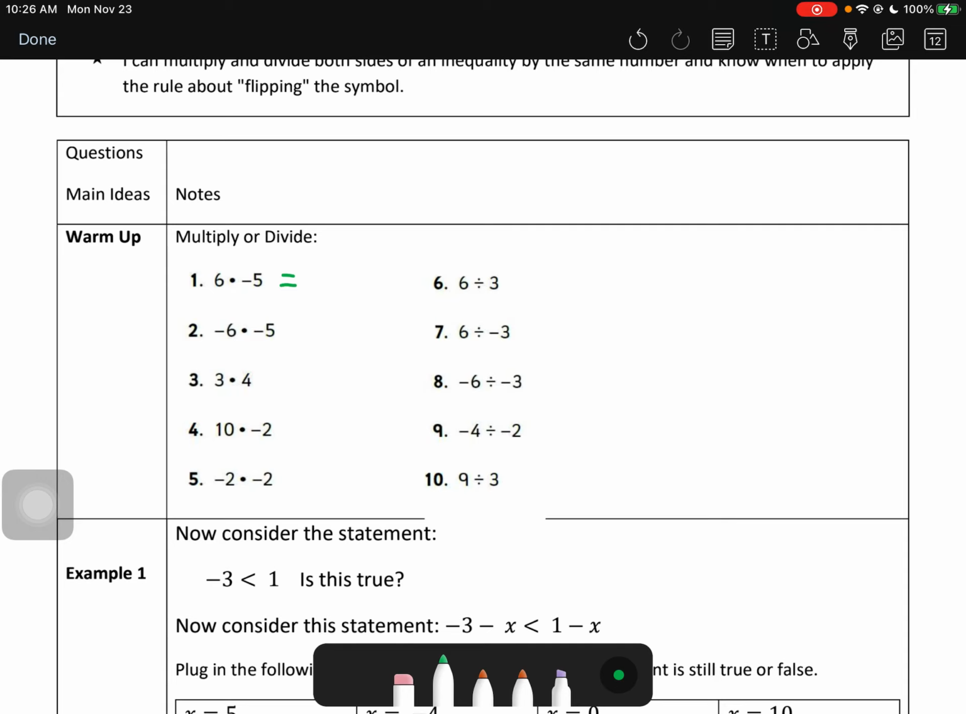6 times 5 is 30, and when you have one positive and one negative, it would be negative 30. Or, for example, if you take a look at number 7, 6 divided by 3 is 2, and if you have one positive and one negative, that's going to be a negative 2. Please press pause and finish the warm-ups.